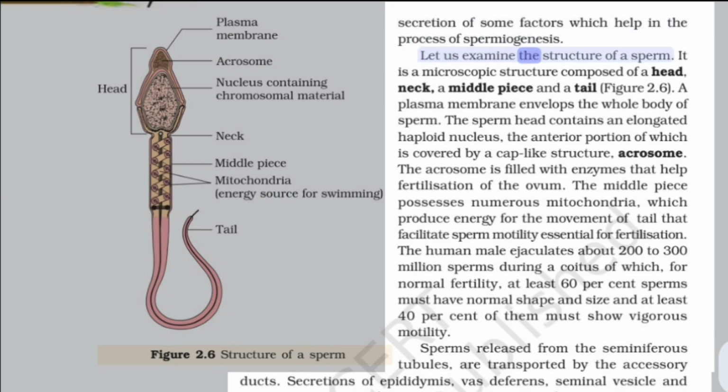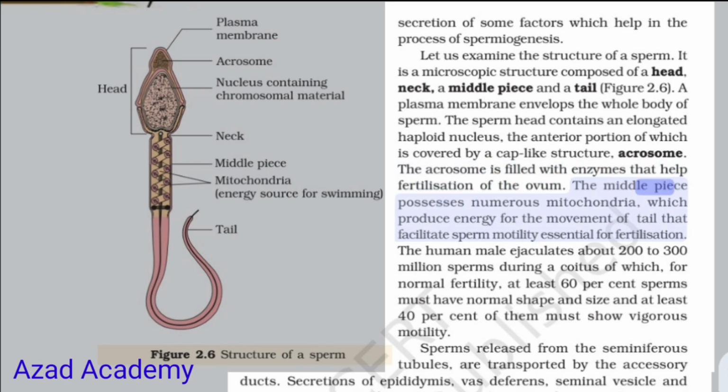Let us examine the structure of a sperm. It is a microscopic structure composed of a head, neck, a middle piece, and a tail. A plasma membrane envelops the whole body of the sperm. The sperm head contains an elongated haploid nucleus, the anterior portion of which is covered by a cap-like structure, the acrosome. The acrosome is filled with enzymes that help fertilization of the ovum.